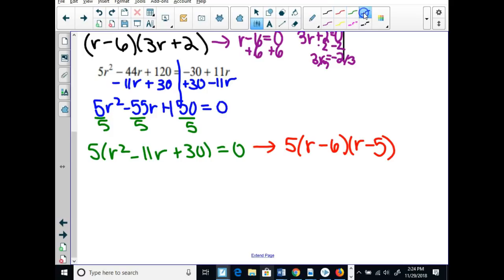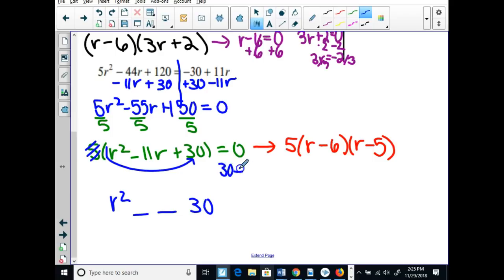Okay, the 4-term one. I'm not going to worry about this 5 right now, because that's a factor, but I can't solve for anything right there. So I take r squared blank blank 30. I have a 1 here. I'm going to multiply 1 times 30. The 5 I'm just going to disregard right now because I can't do anything with solving. 1 times 30 is 30.